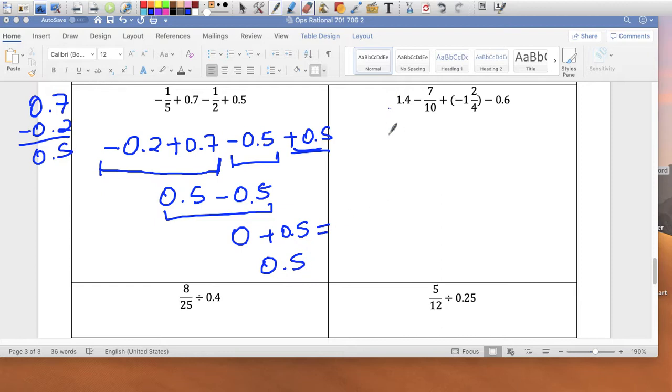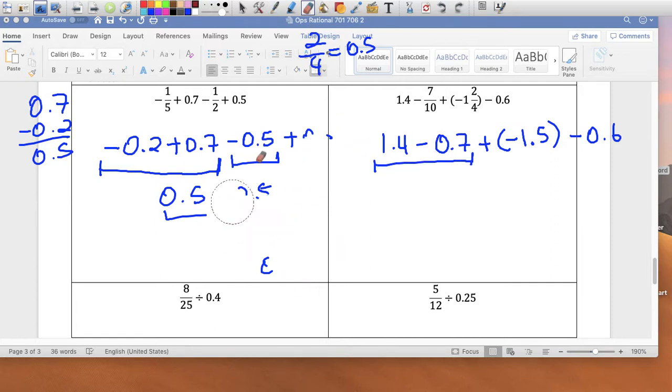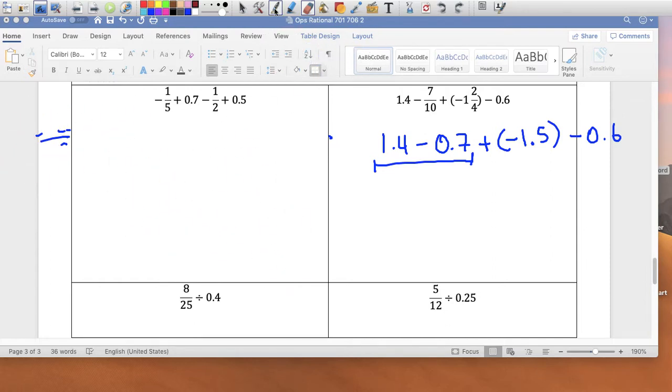So that was easy. 1.4 minus 7 over 10 is 0.7, right? Plus negative 1.2 over 4 is 0.5, so it's going to be 1.5. Then minus 0.6. So let's do these two first. 1.4 minus 0.7. So let me erase some of this stuff here. So 1.4 minus 0.7 is 0.7, right? So 0.7 positive.